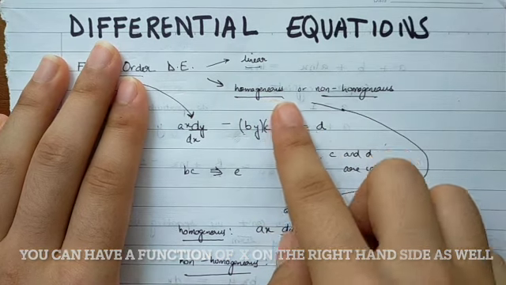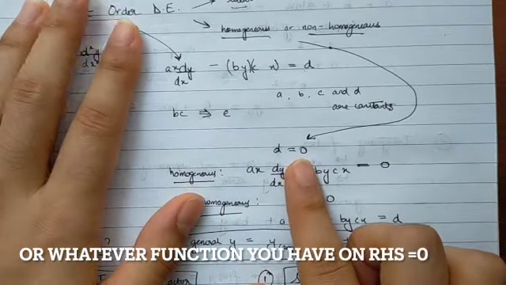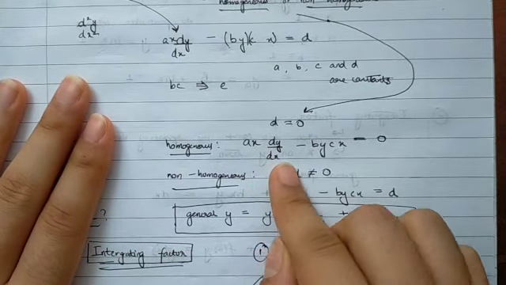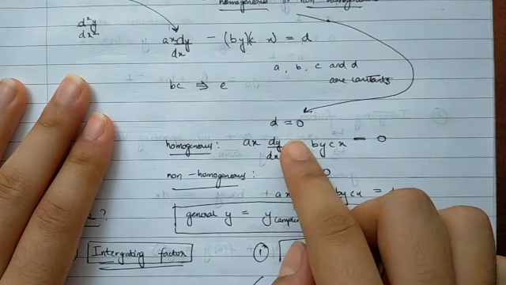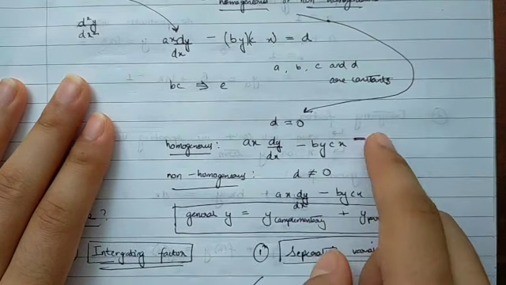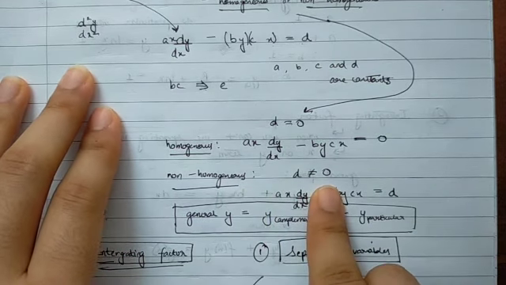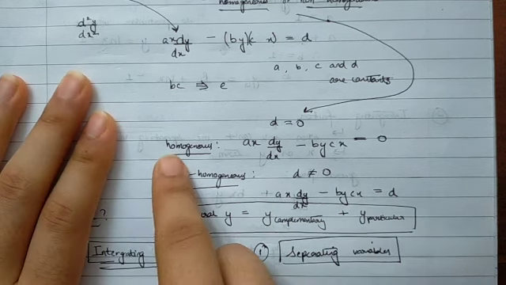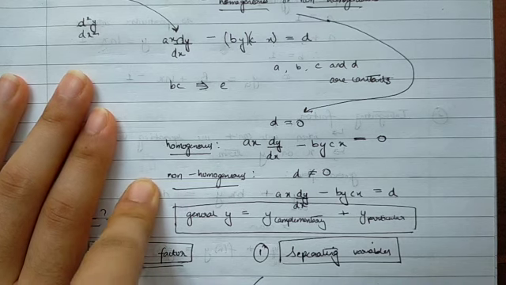So by homogeneous, we mean that D is equal to 0. So the general equation would be a dy/dx minus b c x equals 0. So D is equal to 0, so there is nothing on this right hand side. And non-homogeneous is when D does not equal 0. So the general equation is this. So these are two types of first order linear differential equation that you can get to solve.